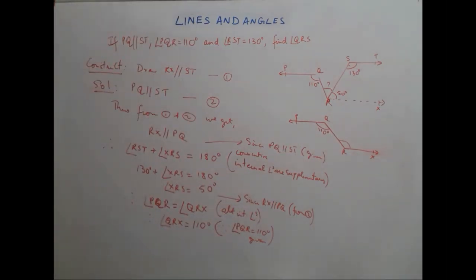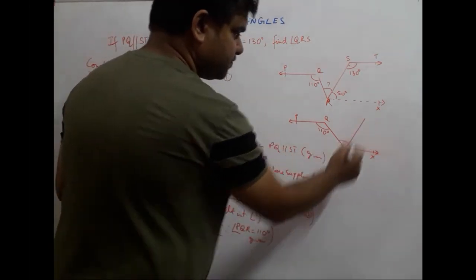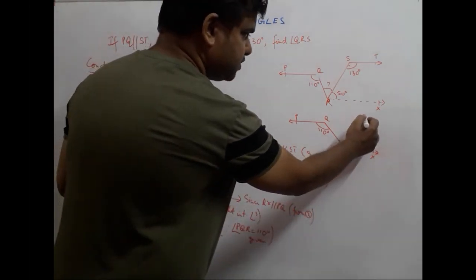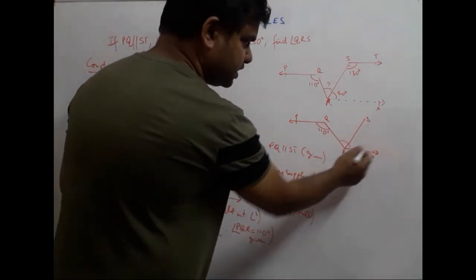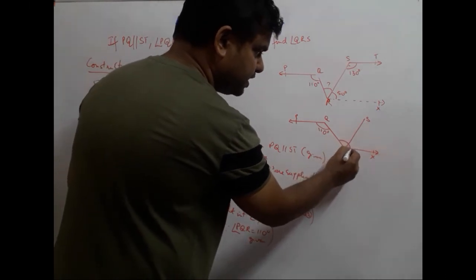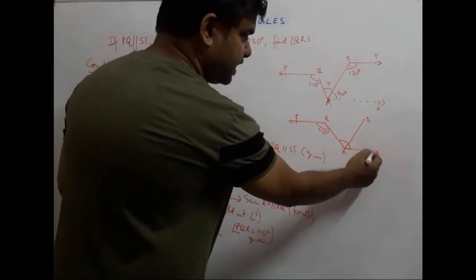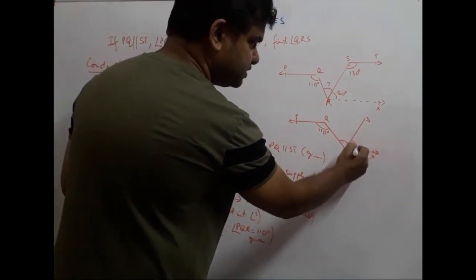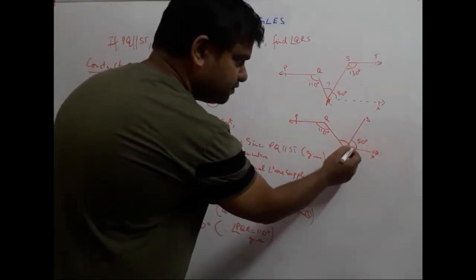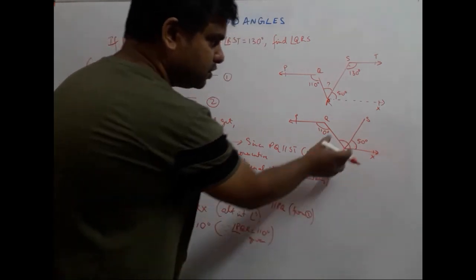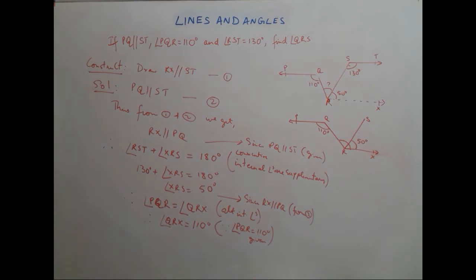Now what do we need? This is your QRX. We have a line over here, and this is your S. We need only QRS. We don't need QRX. But now we know the entire angle. We know something else as well. We know that XRS, this part, is 50 degrees. We know the full thing, we know this much, we need to know this. So the whole thing, and we minus this 50 degrees out, we'll get what is QRS.